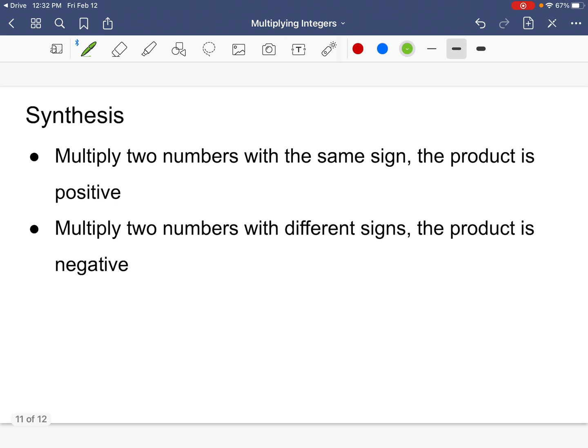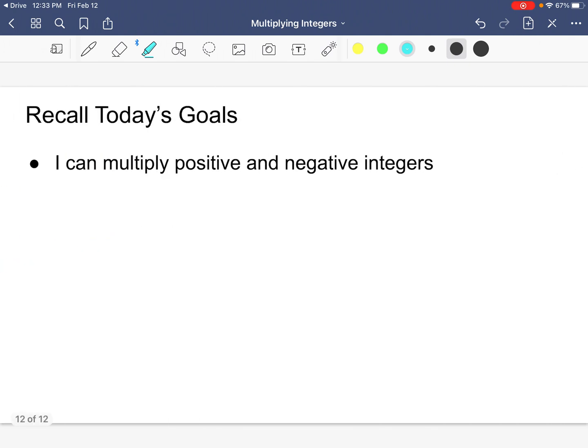So to summarize this lesson, when you multiply two numbers with the same sign, the product is positive. Multiply two numbers with different signs, the product is negative. So today you saw how to multiply positive and negative integers, and you saw how to decide whether the product is going to be positive or negative. And that's the end of today's lesson.